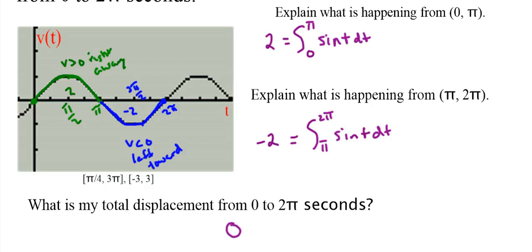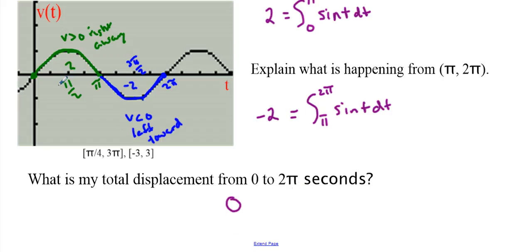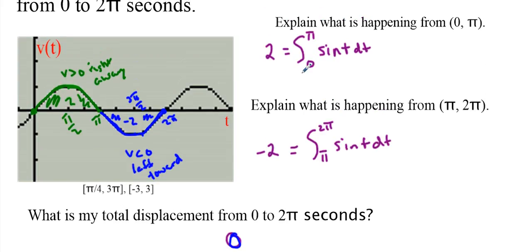So then what is our total displacement from 0 to 2 pi? Well, if I add this area plus this area, which is negative, our displacement should be 0. And you can put that in your calculator and figure that out as well. That makes sense? So essentially, when we find a definite integral, just like any Riemann sums, we're finding area underneath the curve.